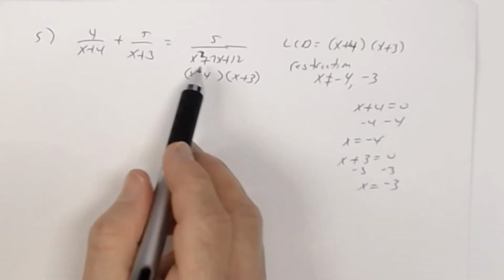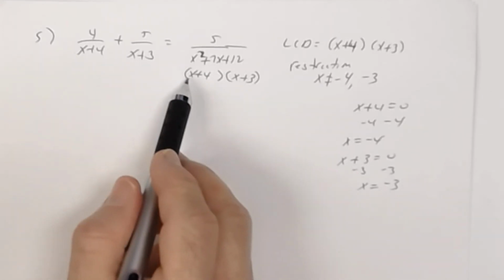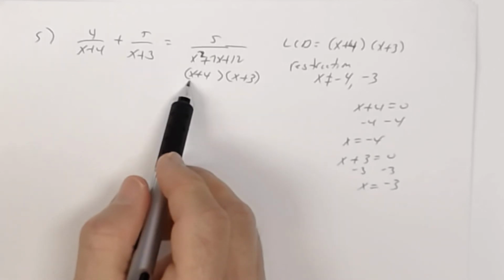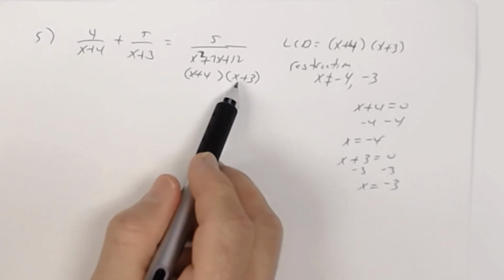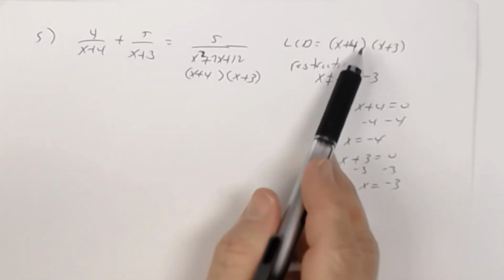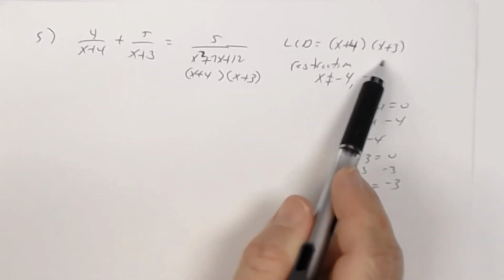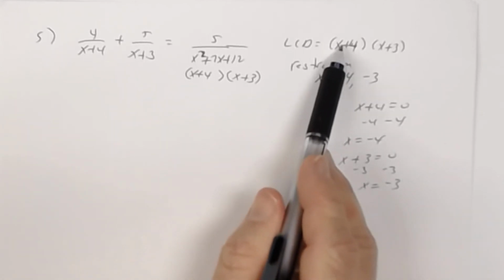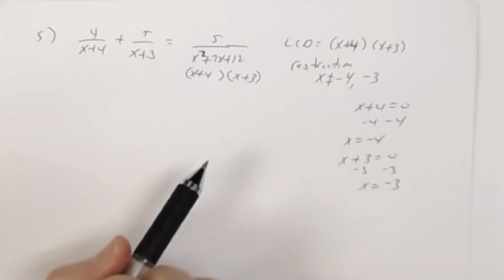And over here, you remember you have to look at all your denominators. Over here, that's already taken care of. What makes this 0? When x is negative 4. What makes this factor 0? When x is negative 3. So there's only two restrictions. And notice the restrictions correspond to the factors in your LCD. See that? Negative 4 makes this factor 0. Negative 3 makes this factor 0.